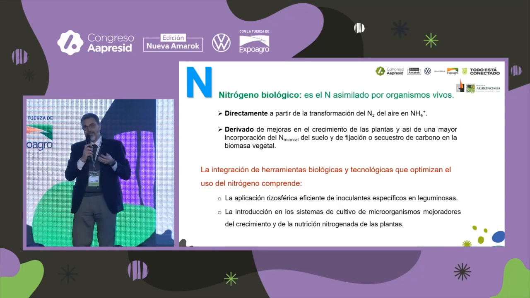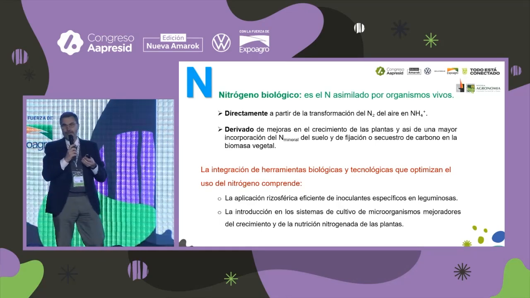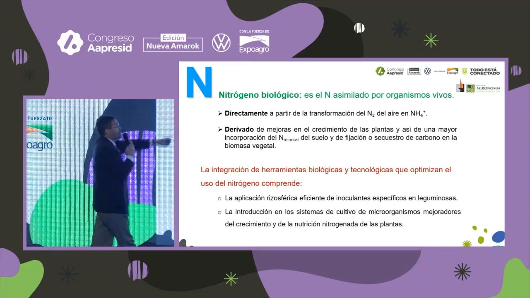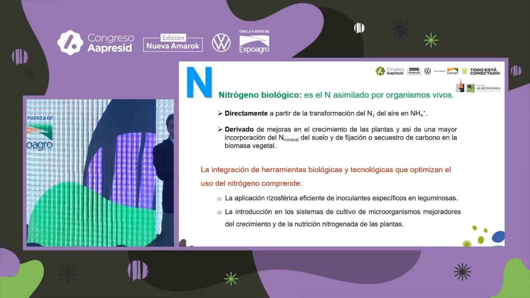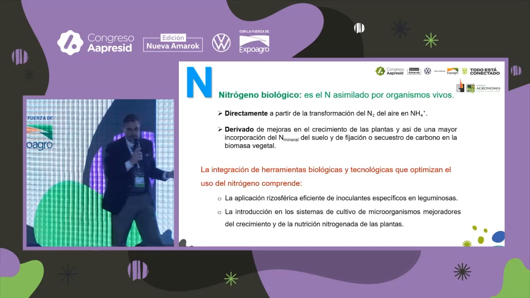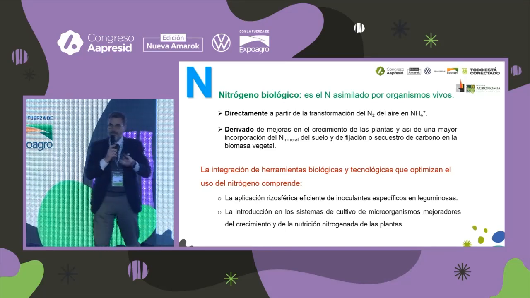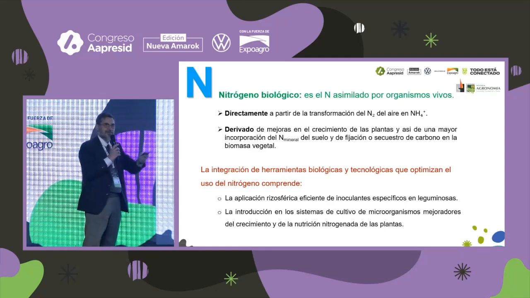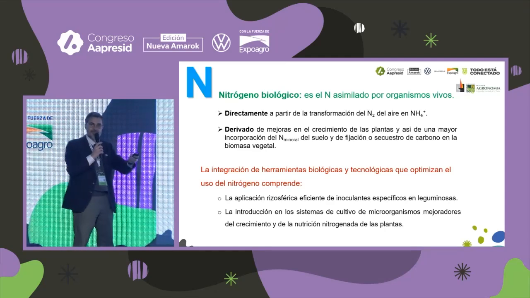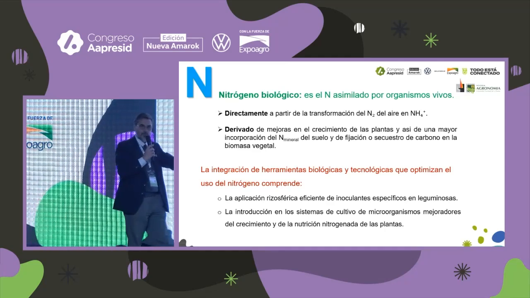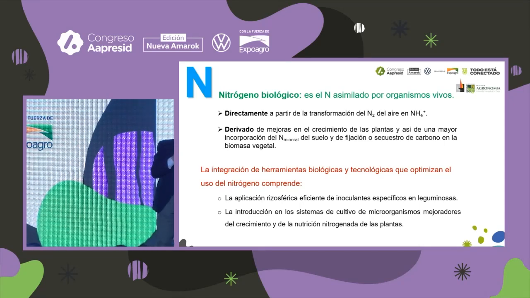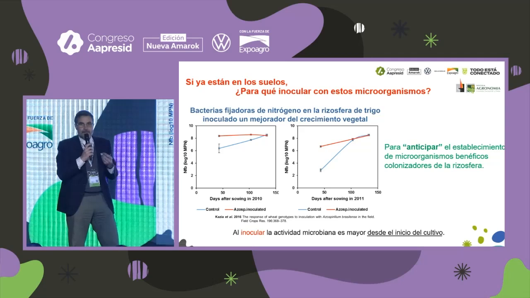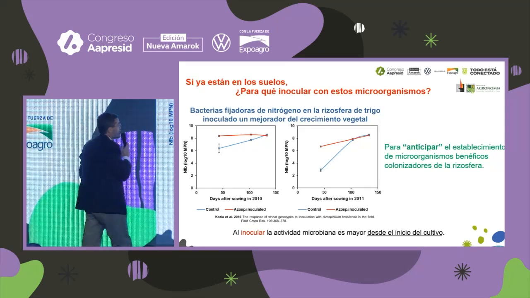Biological tools and technology integration is a key optimizer, either applying species that generate symbiosis or introducing microorganisms that provide efficient plant growth. And if it is efficient, it incorporates nitrogen for functioning of the system.